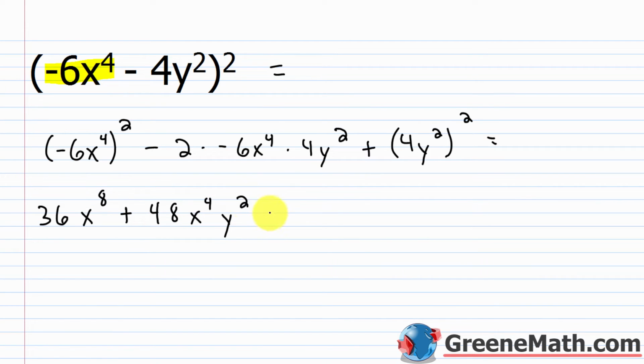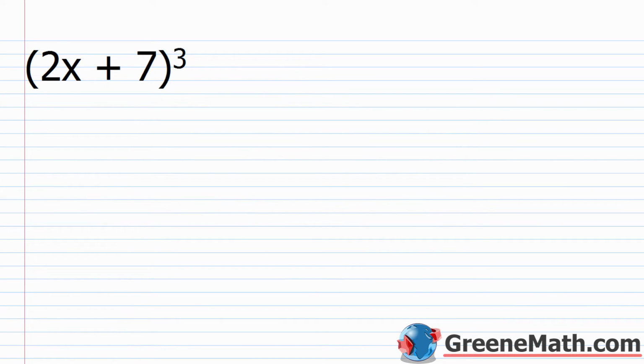Then lastly, you'd have plus 4 squared is 16. Y squared squared is y to the 4th power. Keep y the same. Multiply exponents. 2 times 2 is 4. So I end up with 36x to the 8th power plus 48x to the 4th power y squared plus 16y to the 4th power. All right, now let's look at some cubes of a binomial.